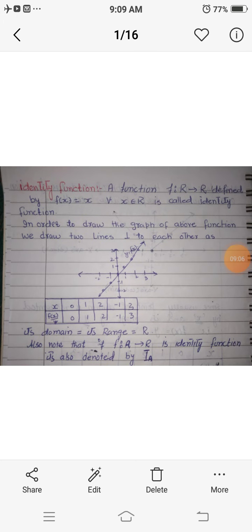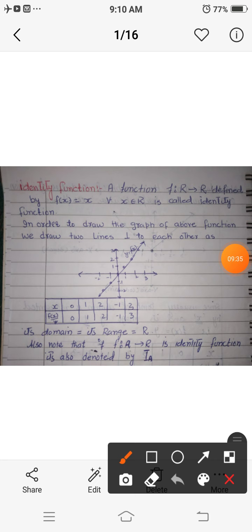Now we have another function, that is the identity function. Identity means same. It is a real function, its codomain is R. So this means that it is a function from R to R, defined by f of x equals x for all x belongs to R. Such a function is called the identity function. So the identity function is that function which relates every element to itself, that is f of x equals x.